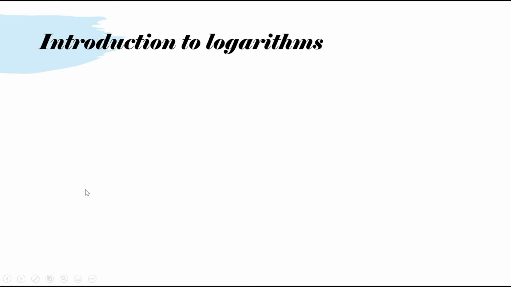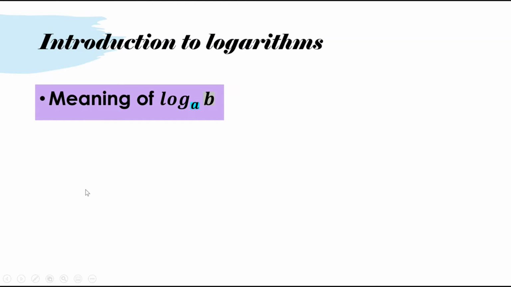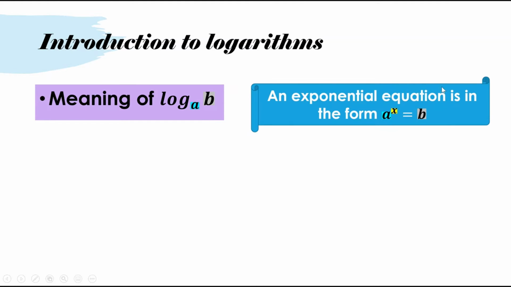So what is logarithm? The meaning of the word log with base a of b. So what does it mean? Before that, you should know what is an exponential equation. So what is an exponential equation? For example, you can see that a to the power x is equal to b. This is an exponential equation.